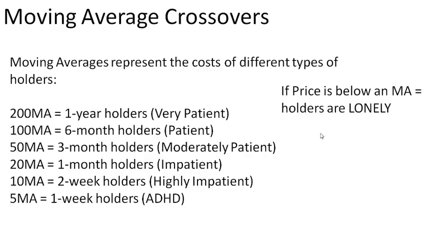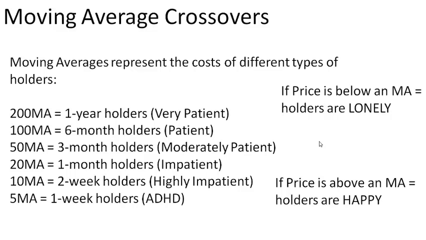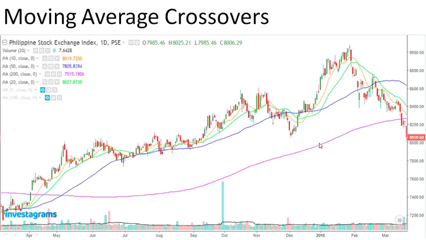So if the price is below an MA, holders are lonely, kasi sabi natin nga, it represents cost. So if price is above an MA, holders are happy. So basically, kaya siya nagiging trigger kasi kapag na-break nung price yung certain moving average, which is a cost of a certain group of holders, tumataas yung price kasi natitrigger sila.